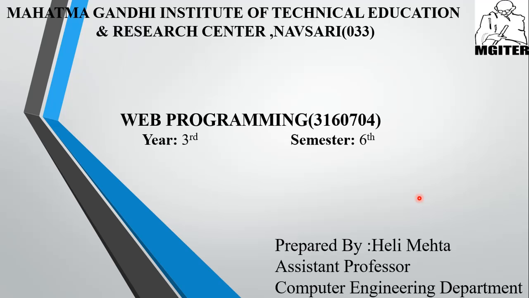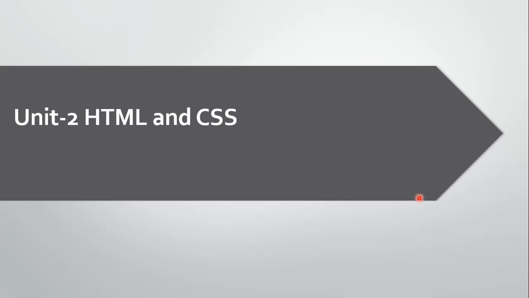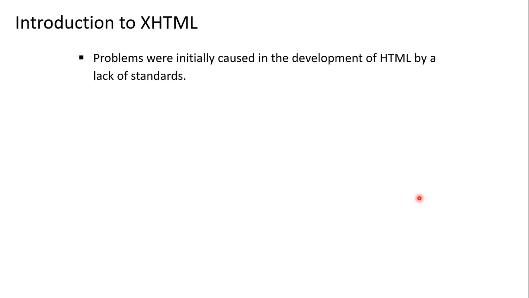Our subject is web programming. Our unit is second, that is HTML and CSS. So today our outline is XHTML and introduction to HTML5. So first is XHTML. Problems were initially caused in the development of HTML by a lack of standards.